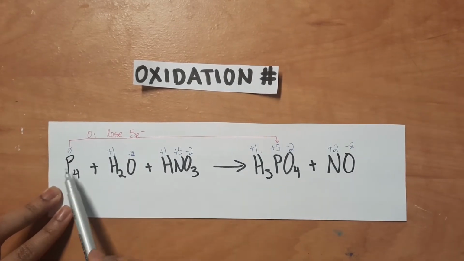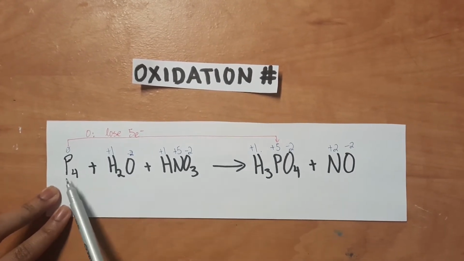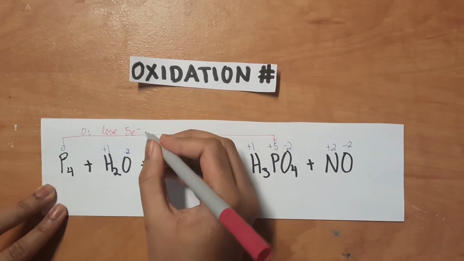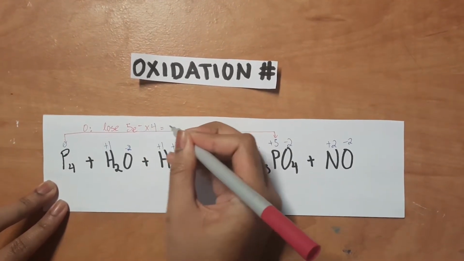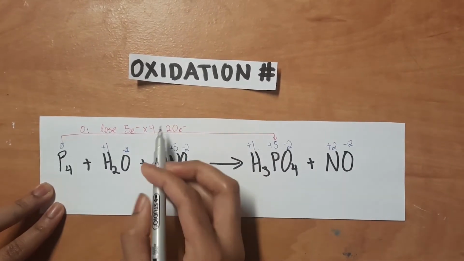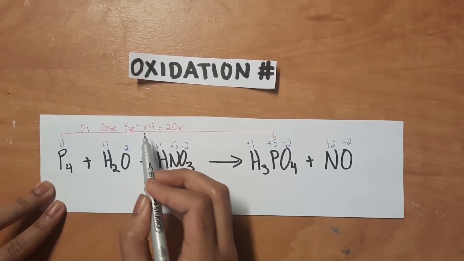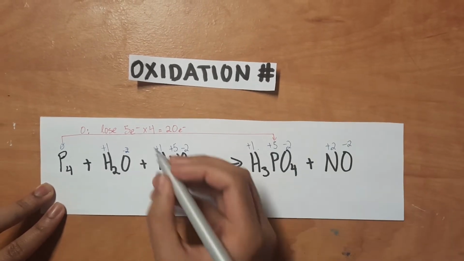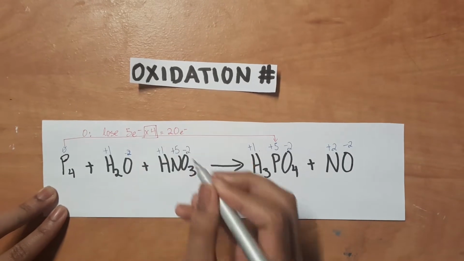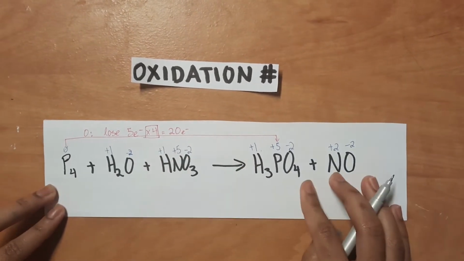Because it's not in a 1-to-1 ratio, notice how this has a subscript of 4 and this 1. So we have to multiply this by 4 to get the total number of electrons being lost, which is 20. So the 4 here becomes important when we start to balance the reaction. It's our first multiplier, so I'll put a box around that so we keep that in mind for later.